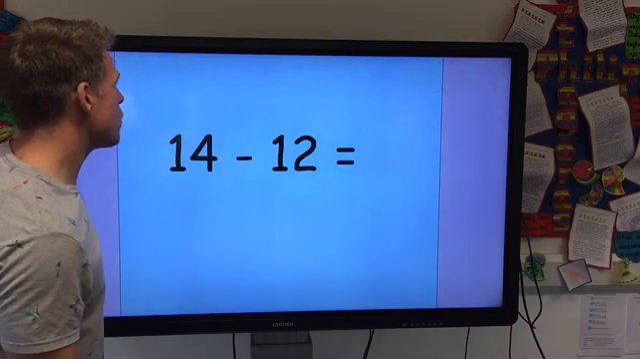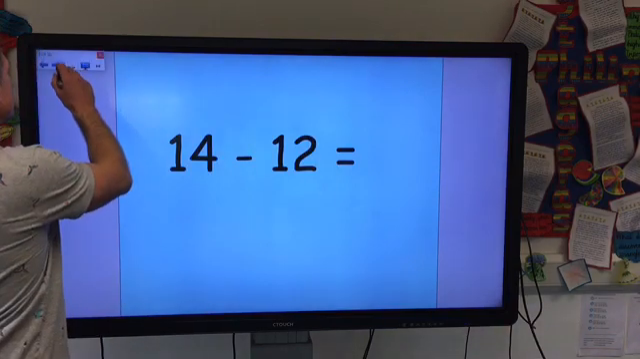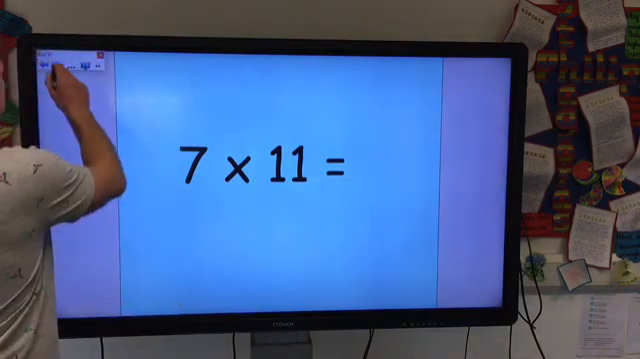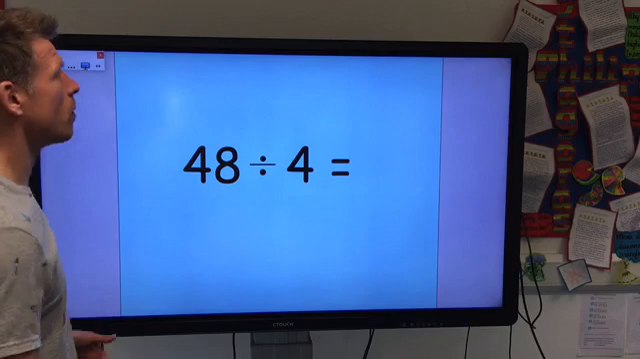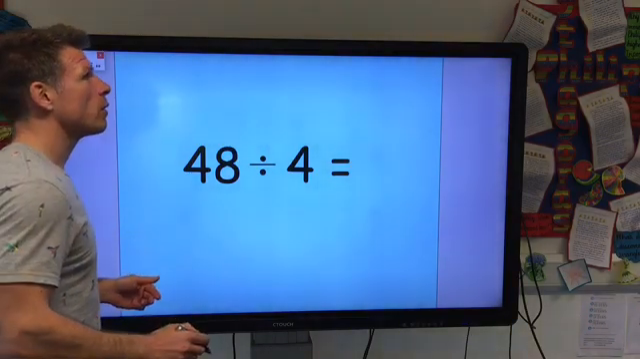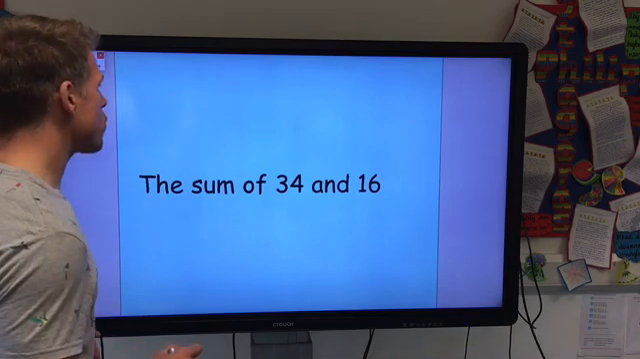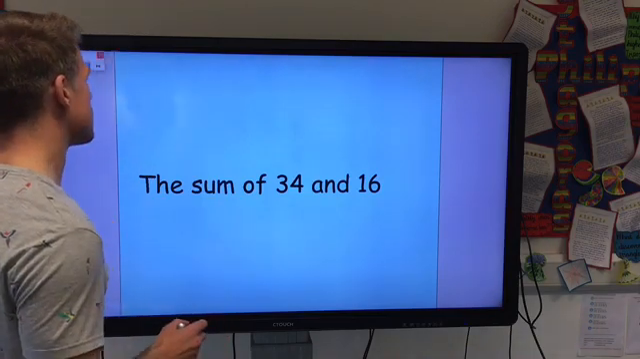14 subtract 12, 2. 7 times 11, 77. I'm on fire today, I'm going quick today. 48 divided by 4, 12. The sum of 34 and 16.